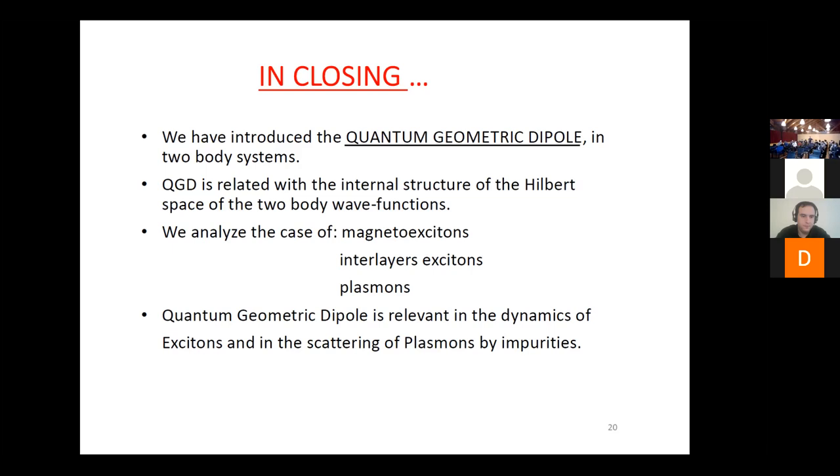Okay, you described this theory for a gapped system, no? And the question, since we are doing 2D materials, is how difficult would it be to have the same theory for graphene plasmons? The same theory, so quantum geometrical dipole, etc., for graphene plasmons, so a gapless system.